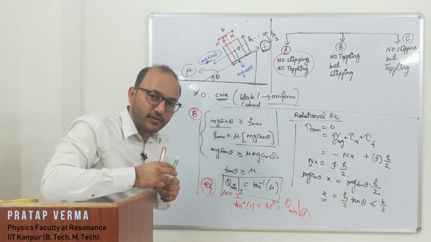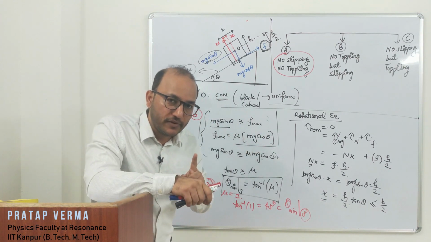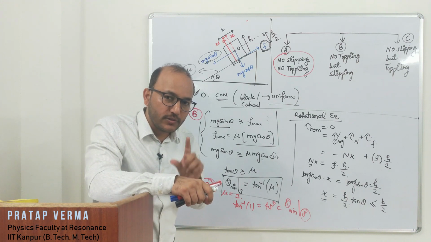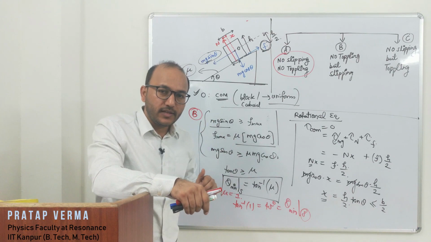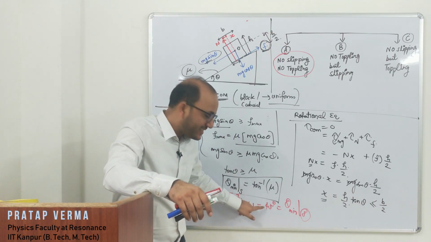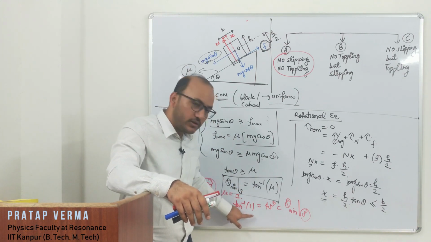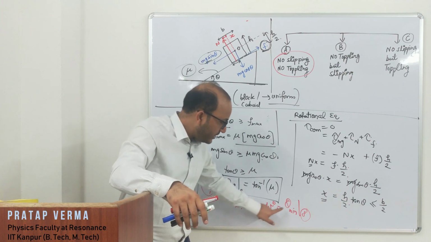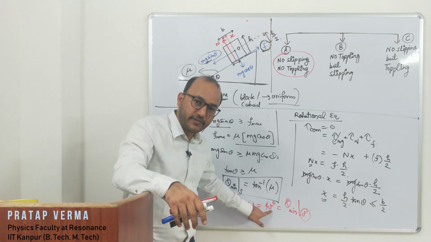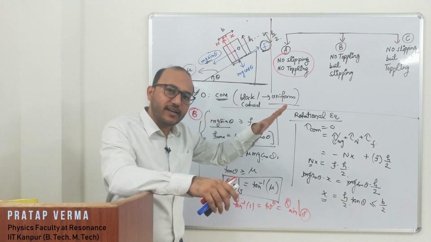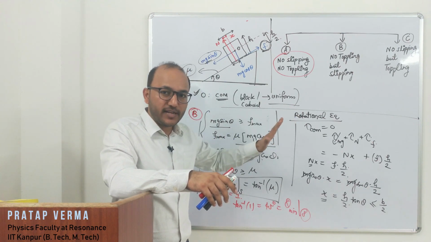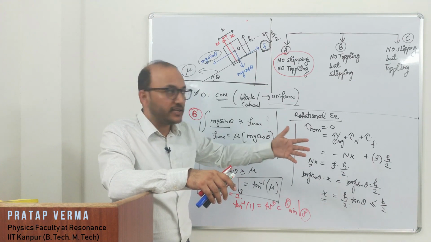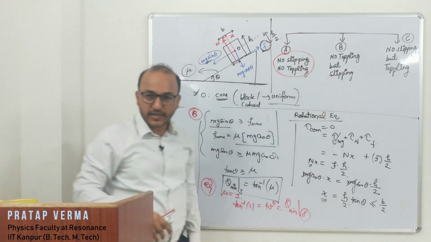So what sense do we make out of it? If I know the coefficient of friction, I will figure out the minimum angle required for the block to slip down the inclined plane. I have taken an example: if mu is equal to 1, then this minimum angle happens to be 45 degrees. So if I put the block on an inclined plane whose angle of inclination is less than 45 degrees, slipping will not happen. If the angle is greater than 45 degrees, slipping will happen.